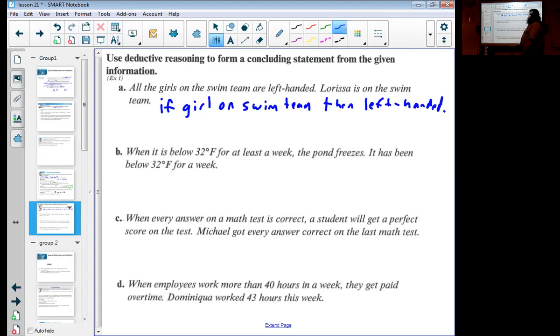Well, Larissa, which is a girl's name, is on the swim team. So we know that the first part, our hypothesis, is true. Therefore, the conclusion has to be true. The symbol for therefore is three dots. Then, therefore, Larissa is left-handed.